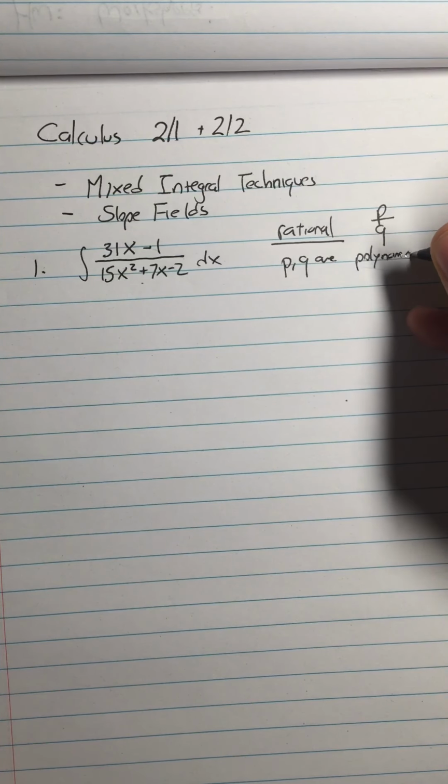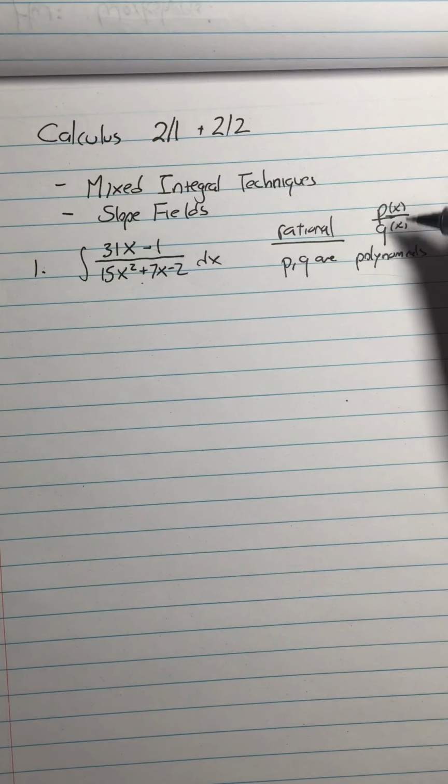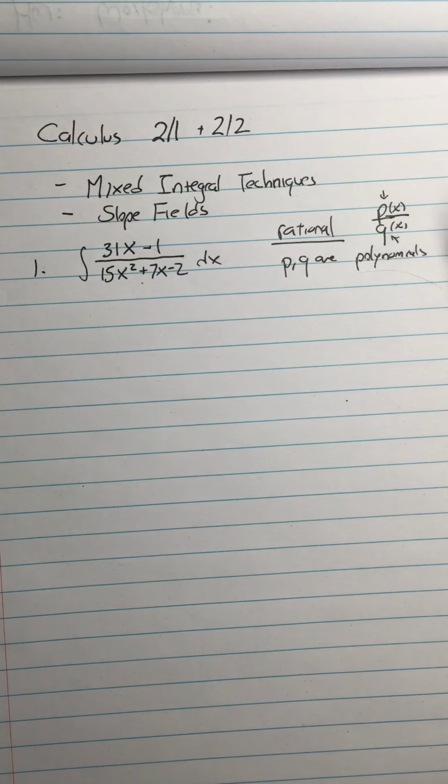Some people will, very conscientiously, write p of x and q of x because they depend on x. However, we're going to use this shorthand. We're going to refer to p as the numerator and q as the denominator. That's a standard thing to do, and it will help us not write out the words numerator and denominator all the time. Those words have always bothered me.